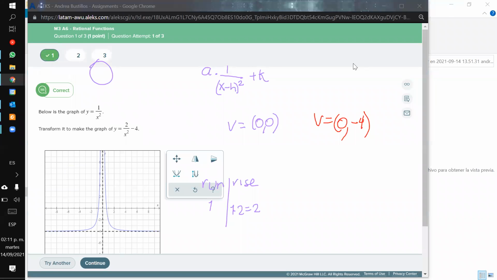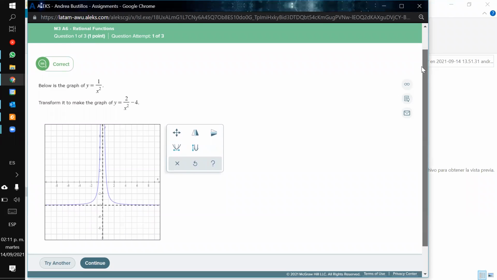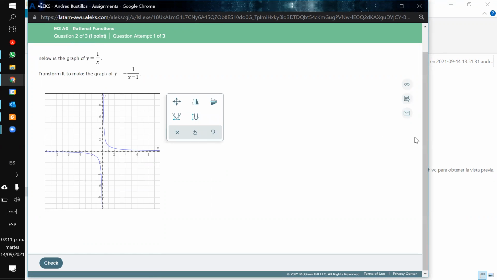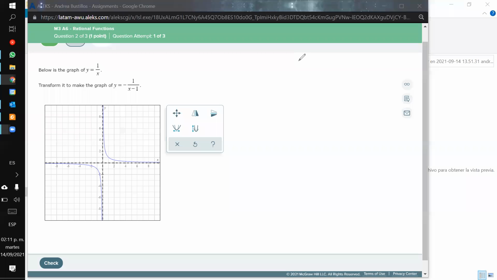Another example. Here I have this function. Here I have another function. So let's start identifying things. The leading coefficient for this transformation is -1.